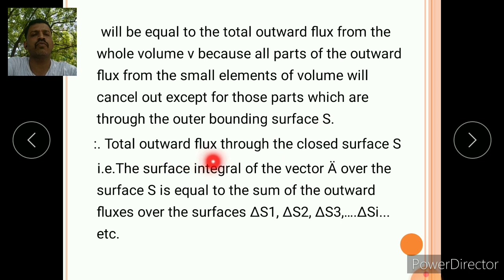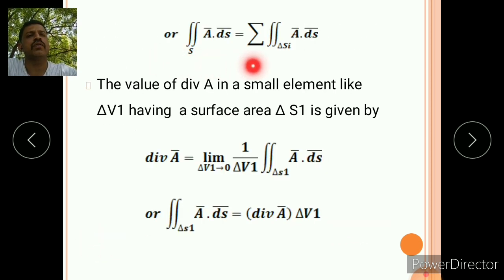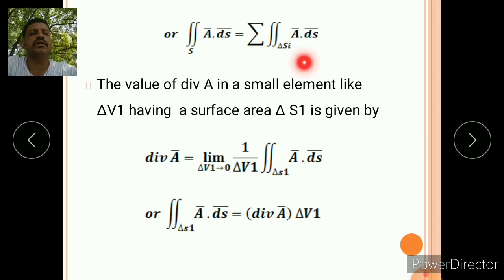The total outward flux through the closed surface S, that is the surface integral of the vector A over the surface S, is equal to the sum of the outward flux over surfaces delta S1, delta S2, delta S3, delta Si, etc. Or here the surface integral of A dot dS is equal to the summation over all small surfaces delta Si of the integral of A dot dS.